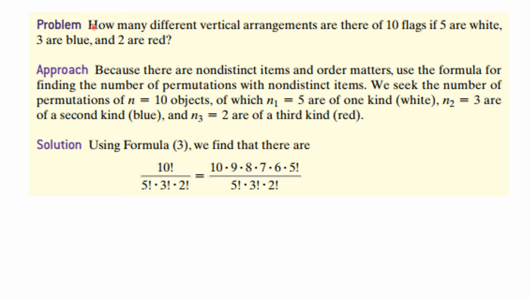Here's the problem dealing with that then. How many different vertical arrangements are there of 10 flags, but 5 of them are white, you can't tell the difference, 3 are blue, you can't tell the difference, and 2 are red? Well, the formula using what we have is 10 factorial over 5 factorial representing the white, 3 factorial representing the blue, and 2 factorial representing the red. We don't have to write 1 factorial because that is 1. And problem 55 is an opportunity to perfect your understanding.